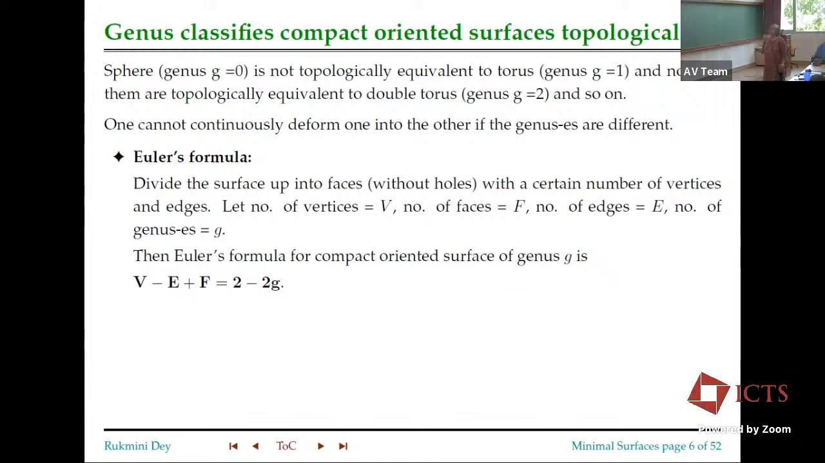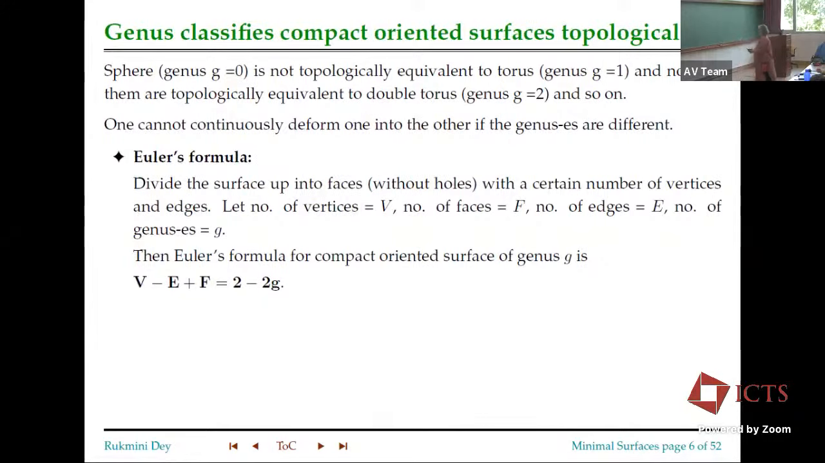So now, supposing the surface is given to me in a very complicated way, and it's not easy to see how many handles I attached. But there is a trick, there's Euler's formula. You divide the surface into faces. You can just triangulate the surface, just divide it up into triangles. And so there'll be a certain number of vertices and edges, and the surface inside the triangle, that is the face, okay?